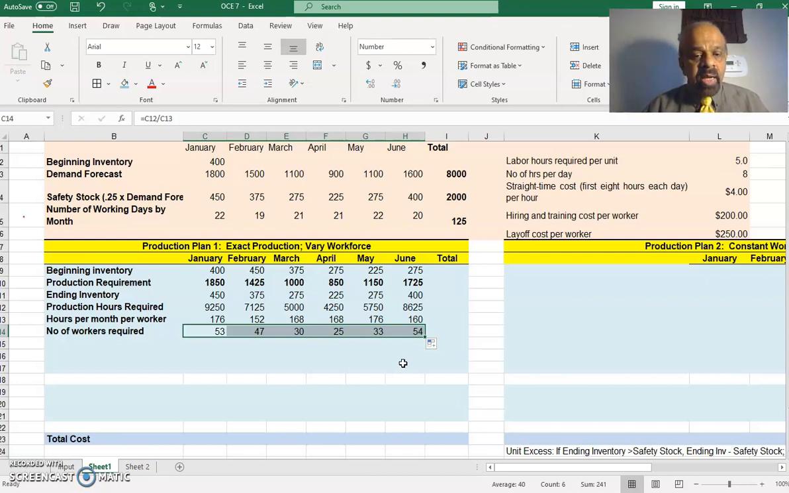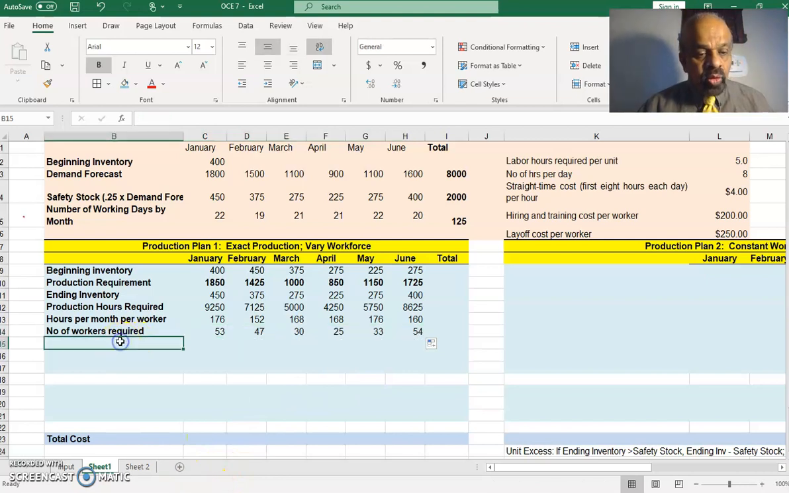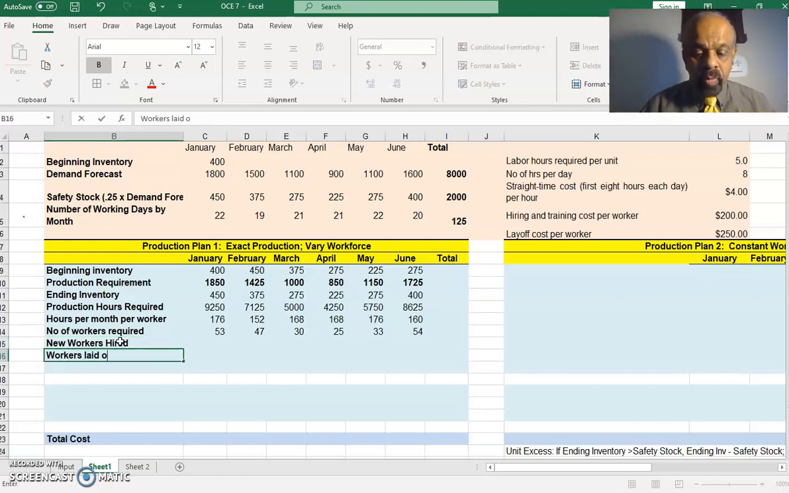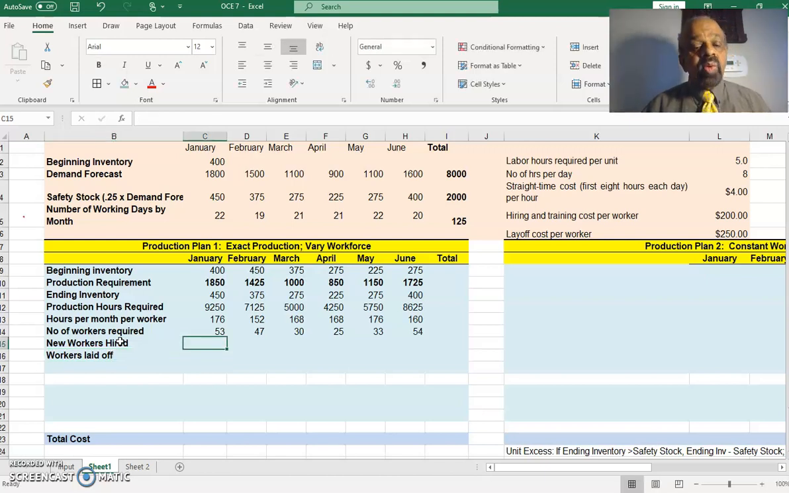From here, I can see how many workers I need per month. So I can do 2 things here: new workers hired and workers laid off. I need to calculate that. The reason being, I'm going to vary the workforce depending on the production. So I don't need all these 53 throughout.